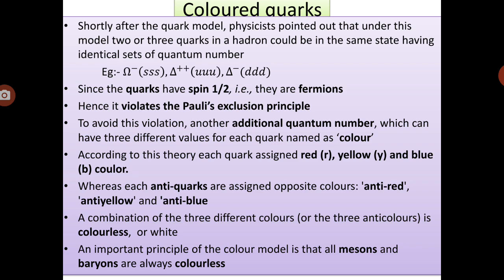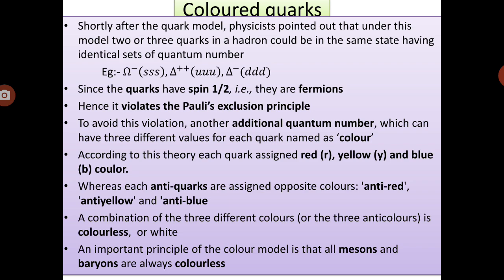For example, the omega minus has 3 s quarks. They are identical in all the familiar quantum numbers like strangeness, electric charge, spin, etc. But they differ with respect to the new quantum number. The 3 values of the colors are red, yellow and blue. You may find another version of the colors of the quarks as red, white and blue, but we will just focus on red, yellow and blue.